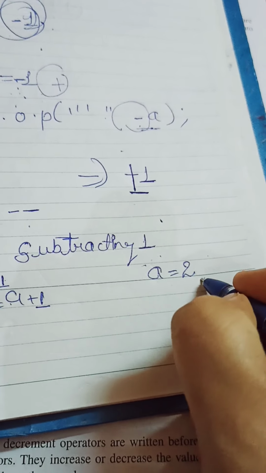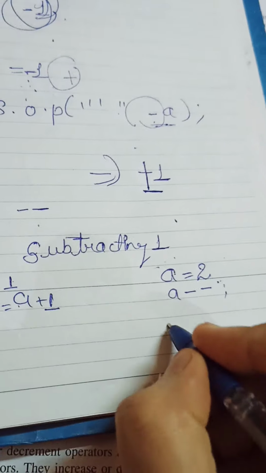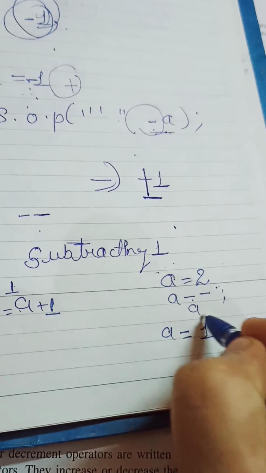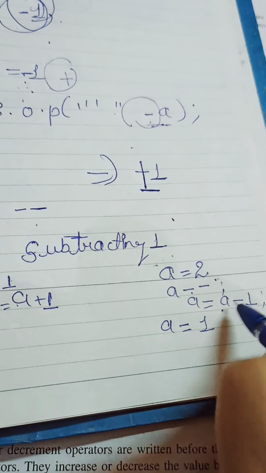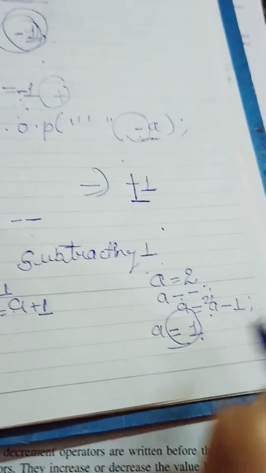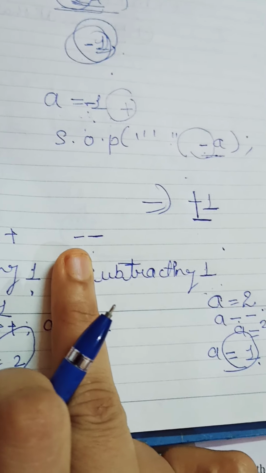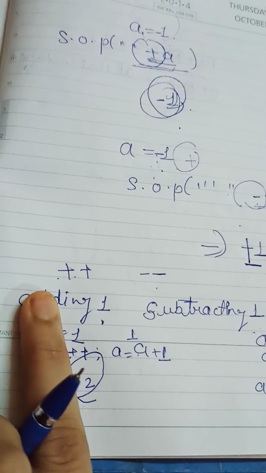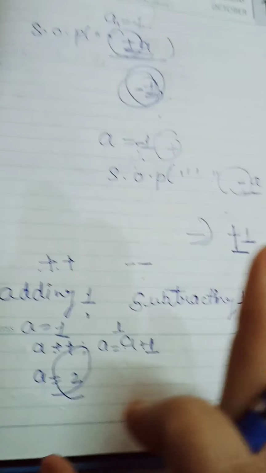Decrementing means, for example, this A is having value 2, and if I write A minus minus, then what will be the new value of A? It will be 1. Why? Because the meaning of A minus minus is A equals A minus 1. A was having 2, so 2 minus 1 will be 1. So decrementing means subtracting 1 from the value present in your operand, and incrementing means adding 1 to the value present in your operand. This is the increment and this is the decrement.